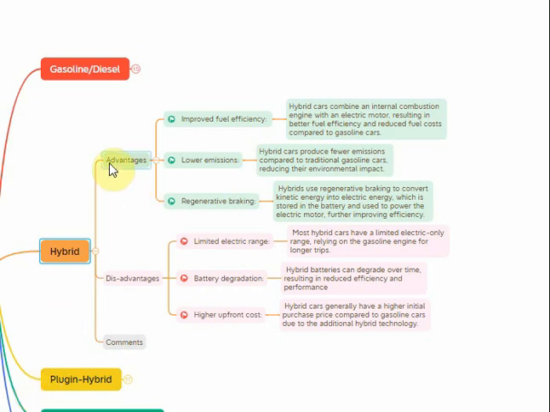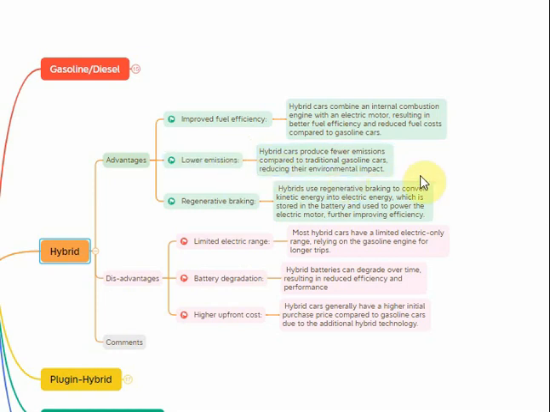The advantages: improved fuel efficiency. Hybrid cars combine an internal combustion engine and an electric motor, so the fuel efficiency is better because the car optimizes the source of power depending on the type of drive, meaning whether it is a high-power drive or an eco drive. Depending on that, the system will automatically take the most optimized approach to driving.